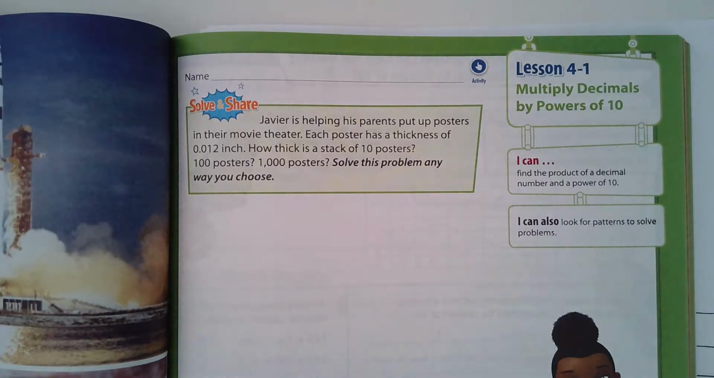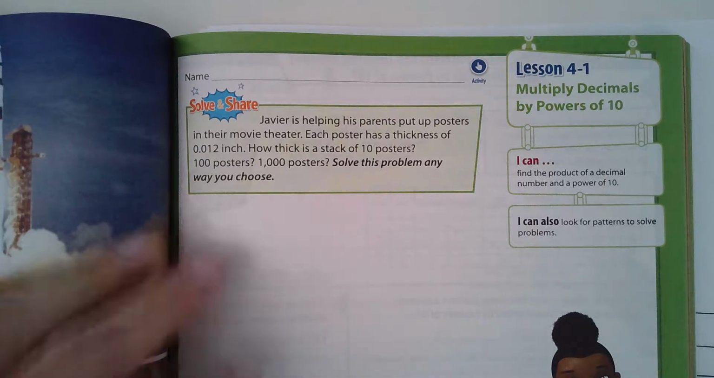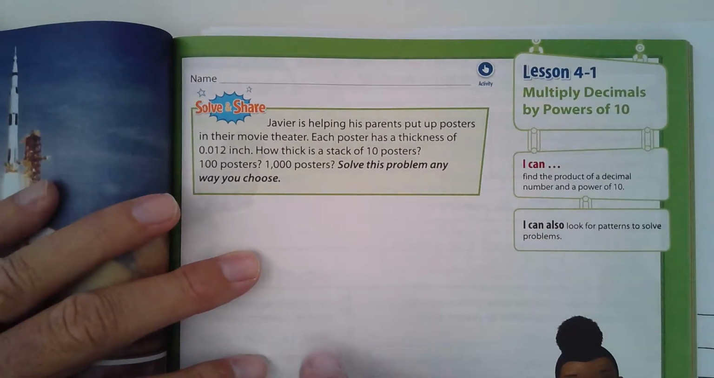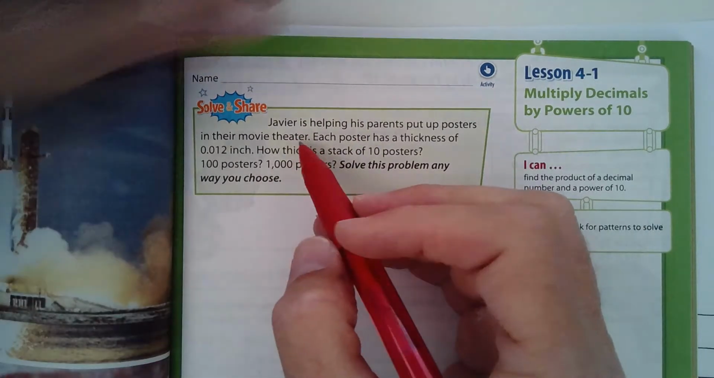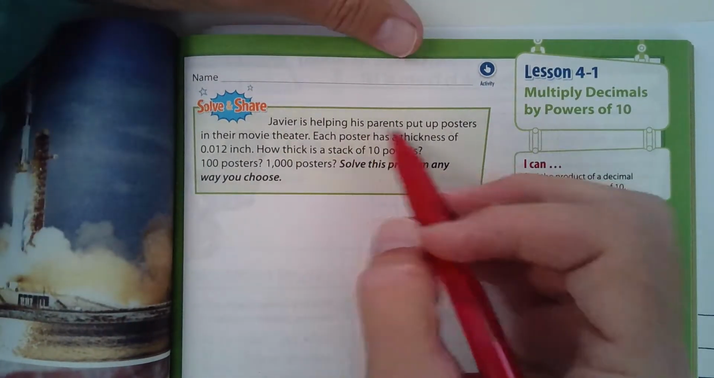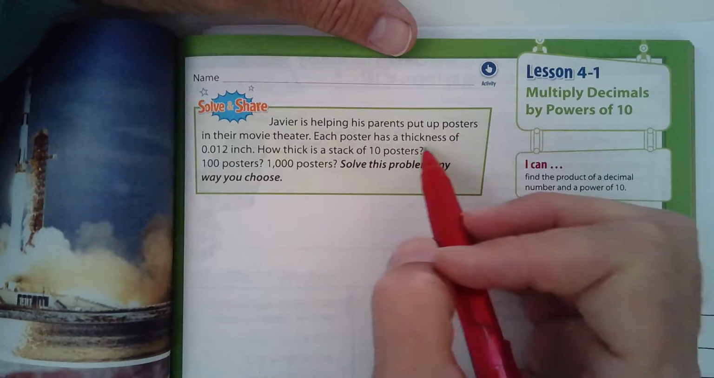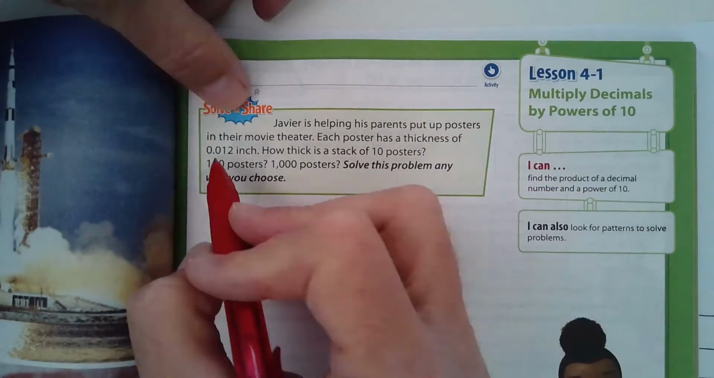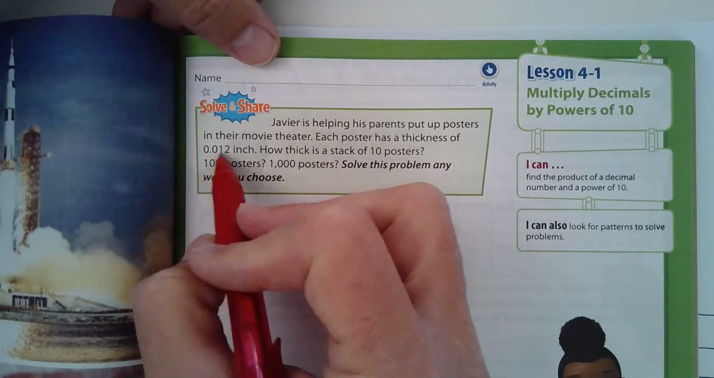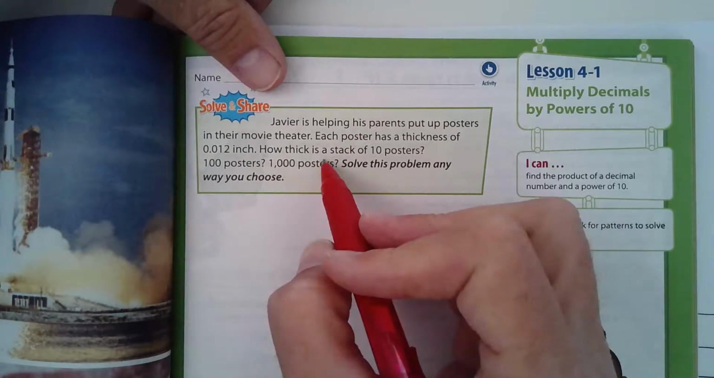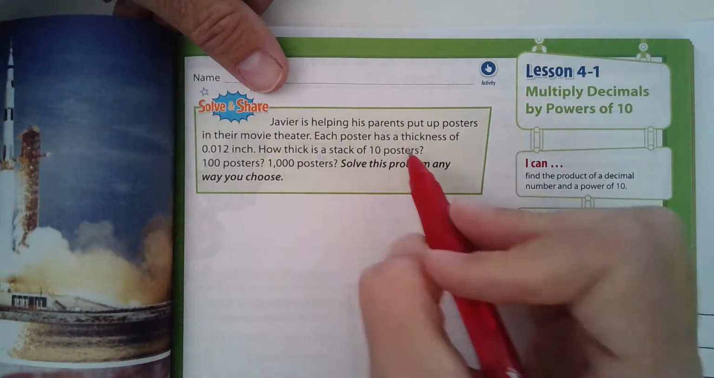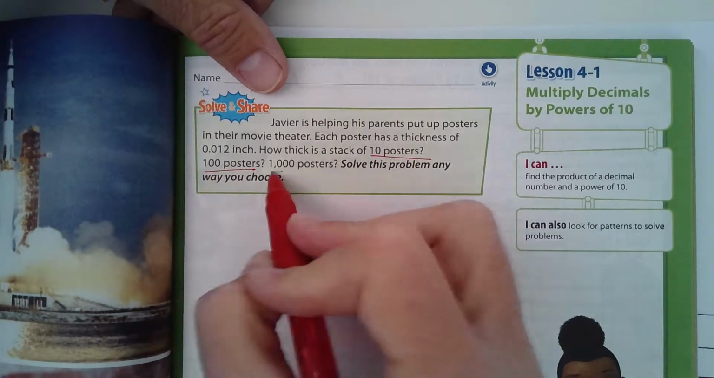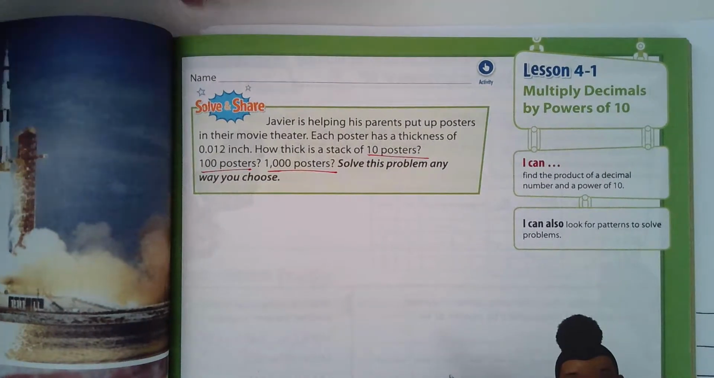Okay, so this is the beginning of chapter 4, page 129. It says Javier is helping his parents put up posters in their movie theater. Each poster has a thickness of 0.012 of an inch. How thick is a stack of 10 posters? 100 posters? 1,000 posters? And it says, solve this problem any way you choose.